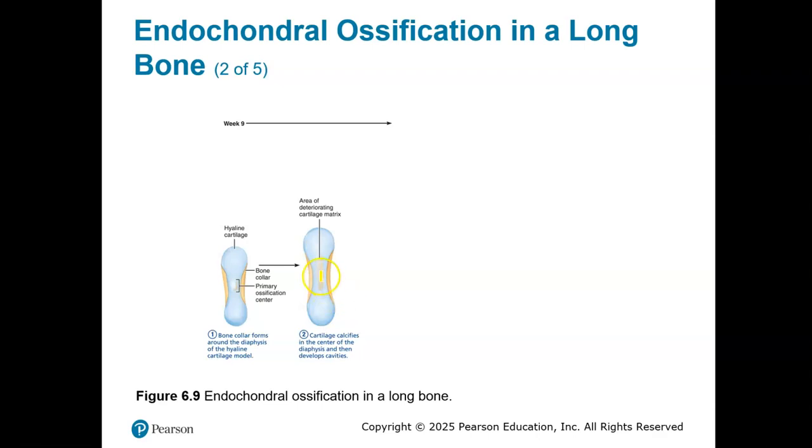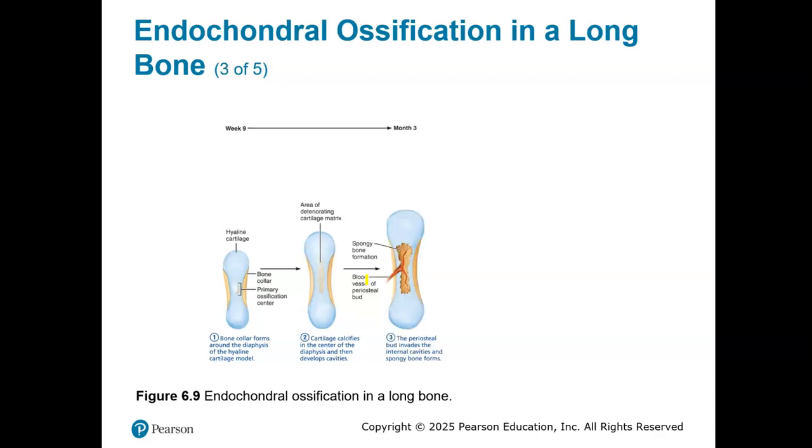it begins to develop cavities. So first you have bone tissue that forms in the center of the diaphysis, and then the medullary cavity begins to form. So osteoblasts are secreting the bone tissue, and then osteoclasts are removing bone tissue to form that cavity.